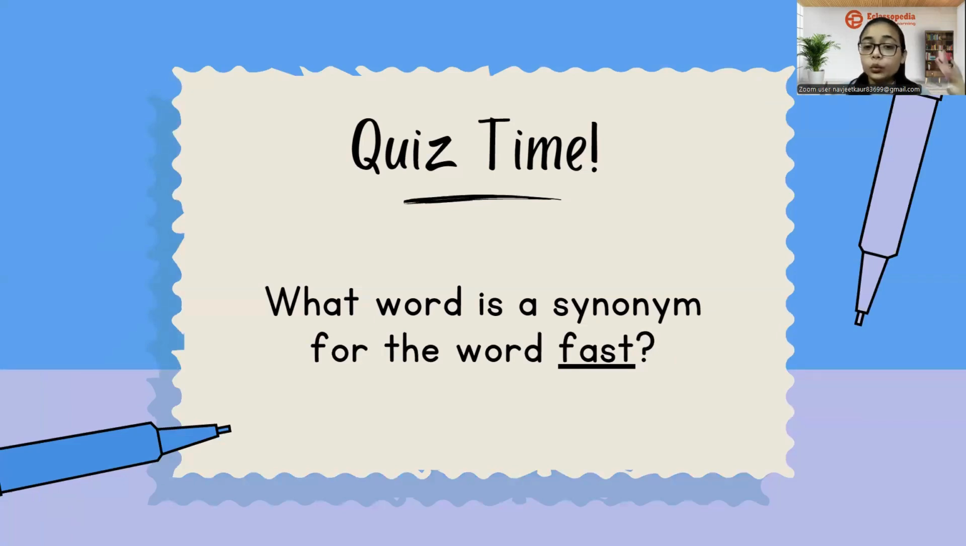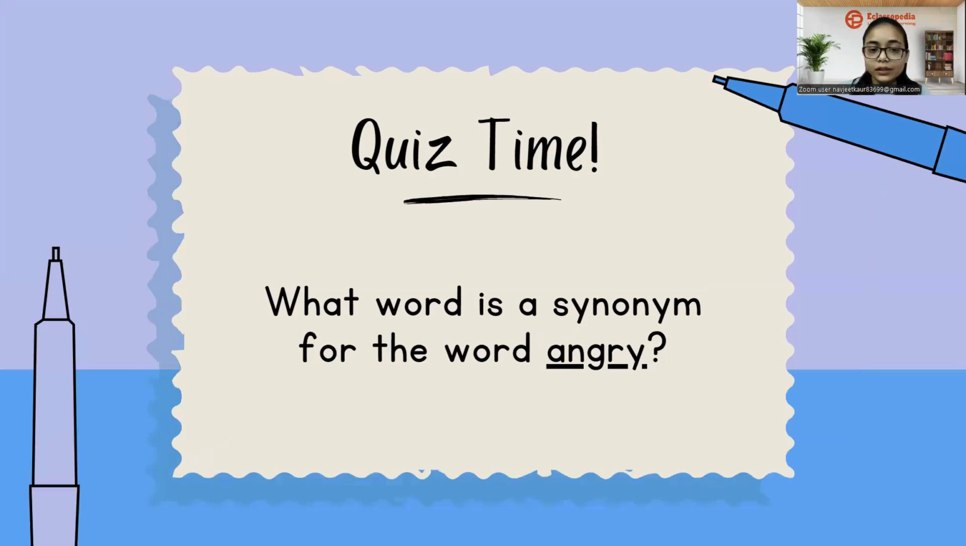The next is what word is a synonym for the word fast? So if you are writing down in your text, you are writing down in your story, the rabbit ran fast. So instead of fast, what is the other synonym? What is the other word that we can use? Okay, so let's think. Yes, we can use quick. We can use rapid. So instead of the word fast, we can just replace it with the words like quick and rapid. Okay, now let's go ahead with the next quiz.